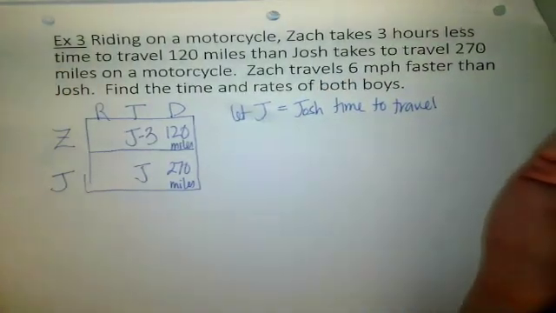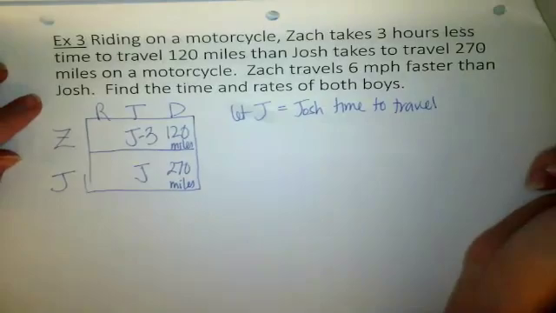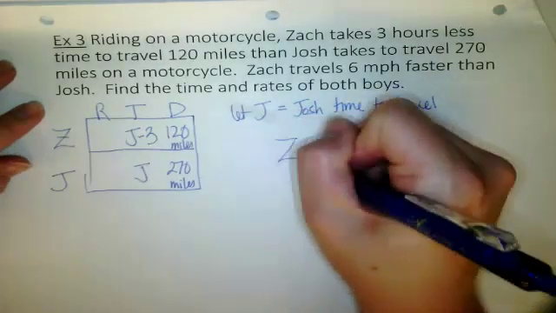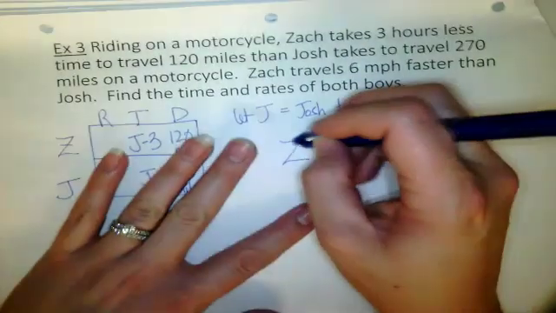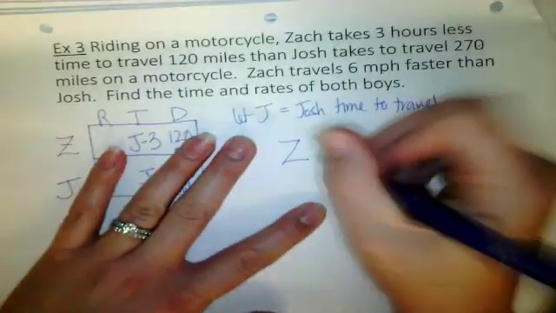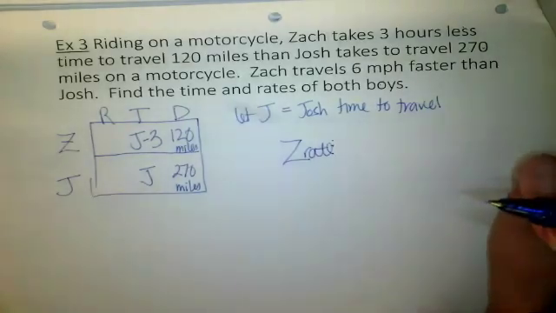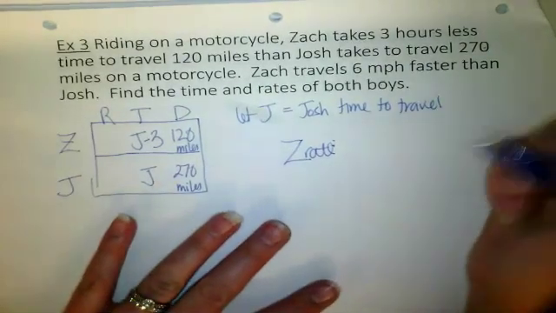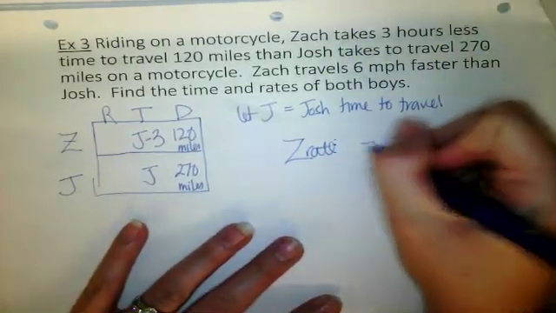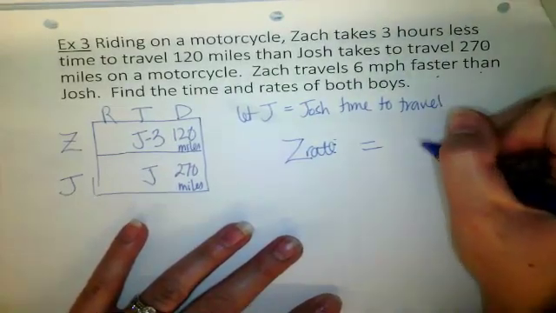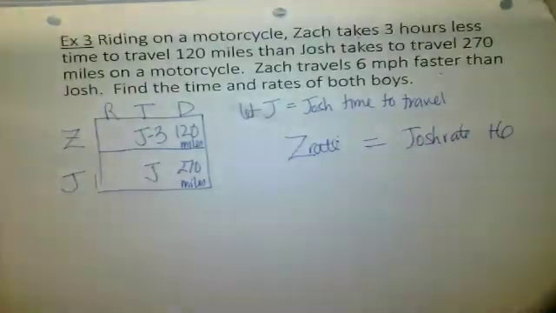Now, here's the weird part. It says Zach travels 6 miles per hour faster than Josh. I'm just going to write that right here. This is why this one is so weird, and why I was hesitant to do it today. Zach's rate is 6 miles per hour faster than Josh, so Josh's rate plus 6.